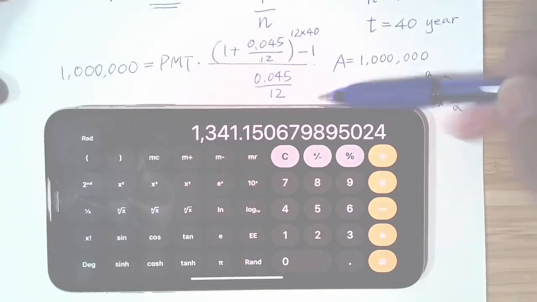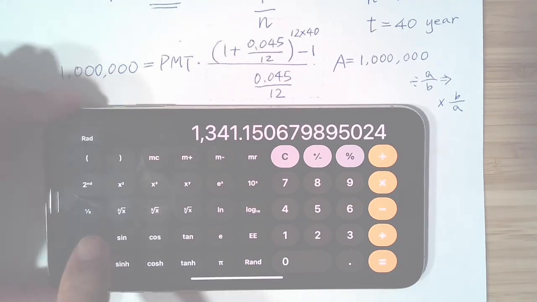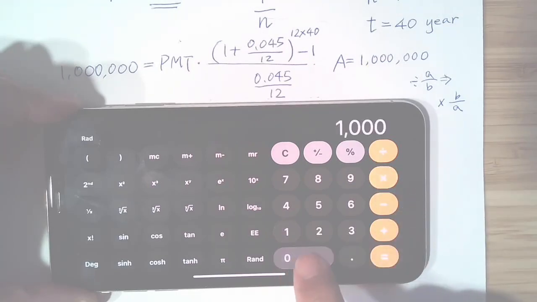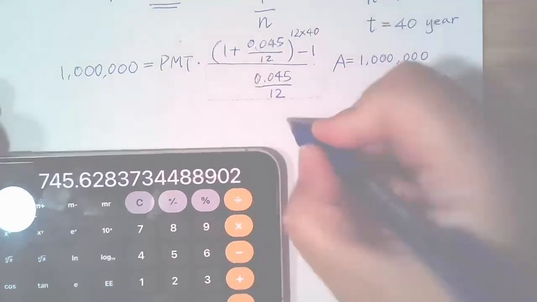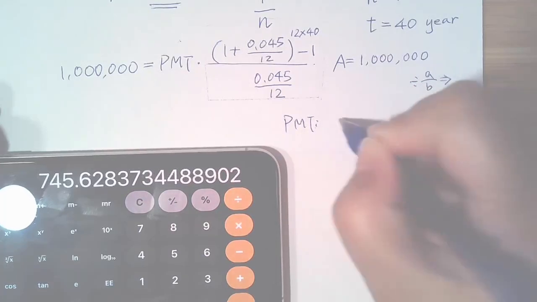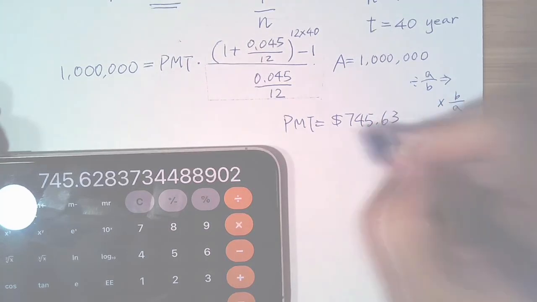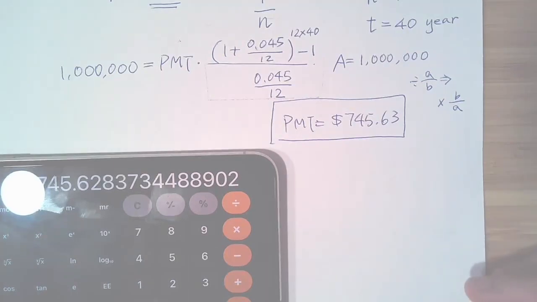Okay, and you're looking for payment, so you have to use this million divided by that. What you can do is you take the reciprocal of this, then multiply by 1 million, and the reciprocal function is right here. So 1 over x, if you see that here. So you're going to click that and then multiply by 1 million. There you go. So your monthly payment should be $745.63. This is how much you should save every month in order to have $1 million at the end.